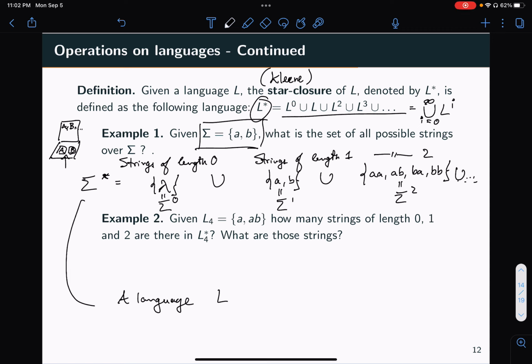And so actually then a language L, remember what a language is. It's a set of strings over an alphabet sigma. So now actually a language L is just a subset of sigma star, right? So a language over the alphabet sigma is just a subset of sigma star, okay?